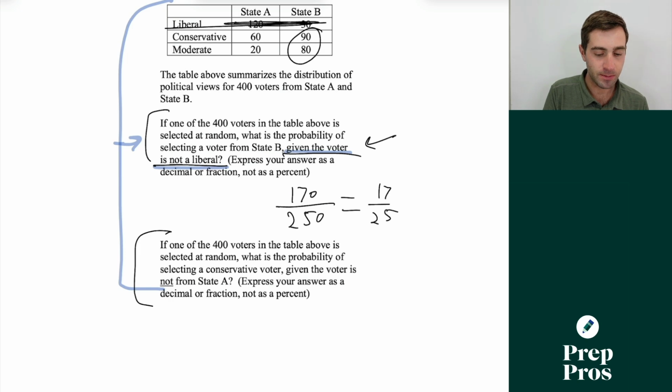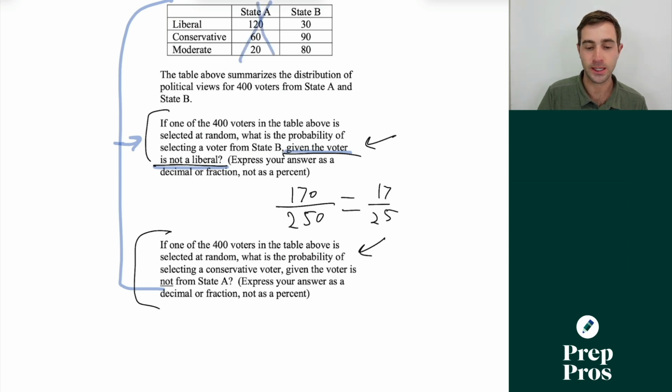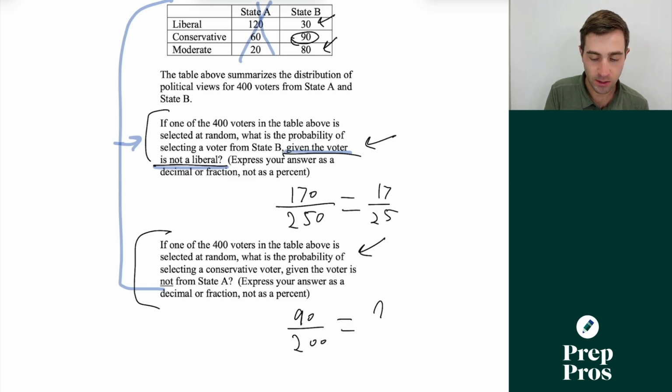Now, same thing here. Pause the video, take a shot at this one. Here, what is the probability of selecting a conservative voter, given the voter is not from state A? Well, first thing we're going to do is strike out state A, given they're not from state A. Now we're looking for what is the probability of selecting a conservative voter. Well, this is going to be 90 out of our 90 plus 30 plus 80. So this is going to be out of 200, or this is going to simplify to 9 out of 20.